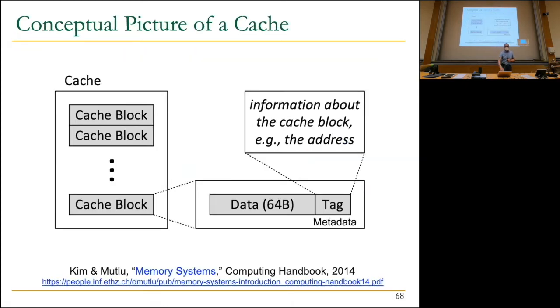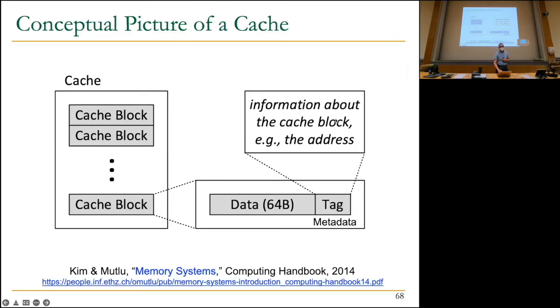But at the high level, this is the conceptual picture of a cache. It has a limited number of blocks that you can place data into, and each block contains some information, data and metadata. Metadata is sometimes called a tag store, if you will. The data in this case is 64-byte blocks, for example, from physical memory. You cache 64-byte data blocks.